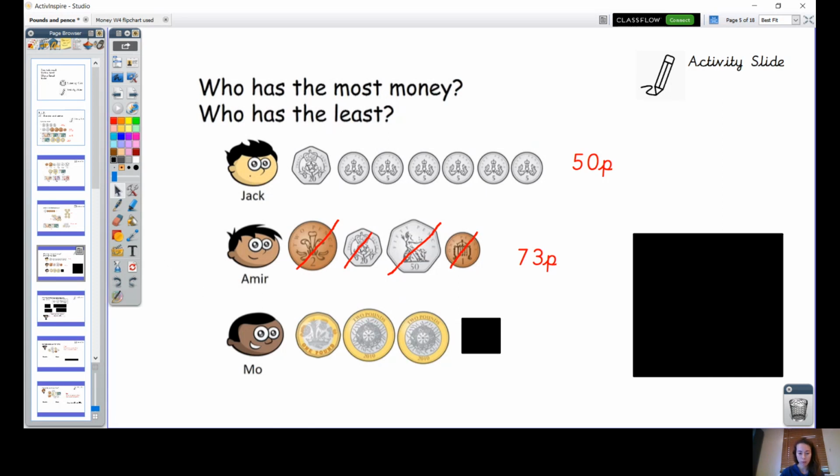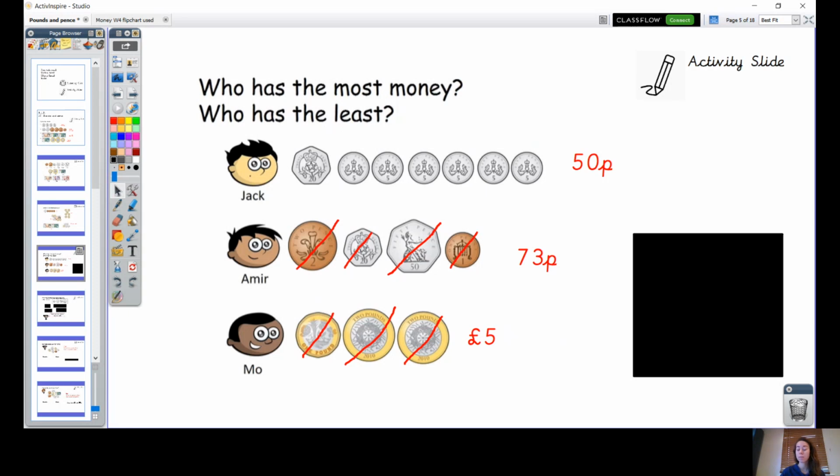What about Mo? I'm going to use that crossing out technique again. So I've got 1, 2, 3, 4, 5. Mo has got £5. That's interesting, isn't it? Mo hasn't got as many coins as Jack or Amir, but Mo's got pound coins, hasn't he? So his coins are worth more.